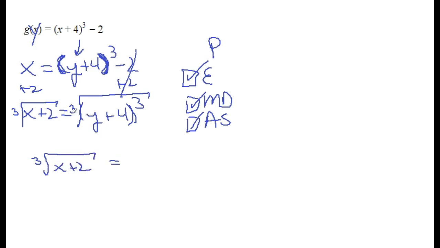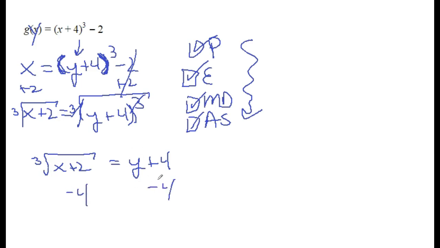And on the right side, the whole point of cube rooting the cube was that these would cancel. This cancels this, leaving just y plus 4. Now, there's no reason to have these parentheses anymore, so they're gone. And I'm way back down at the bottom, and I'm saying to myself, y is still not by itself. To get this by itself, I should subtract 4 and subtract 4.